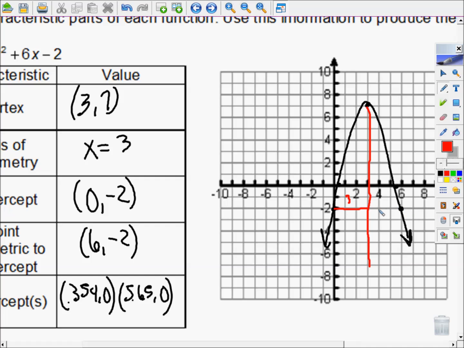In order to be symmetrical, I have to also go 3 to that side. 3 to this side, and 3 plus 3 is 6. So that's your symmetrical point. You see it? Yeah, I see it. Perfect.